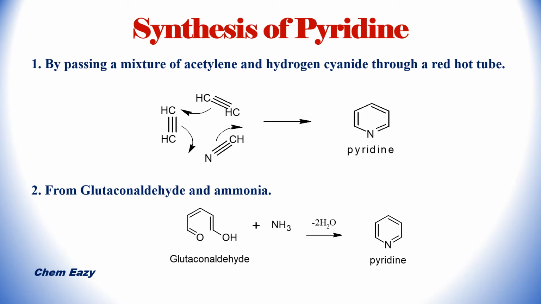In another method, pyridine can be synthesized from glutaconaldehyde and ammonia. The reaction shown here, this is the structure of glutaconaldehyde, which with ammonia produces pyridine.